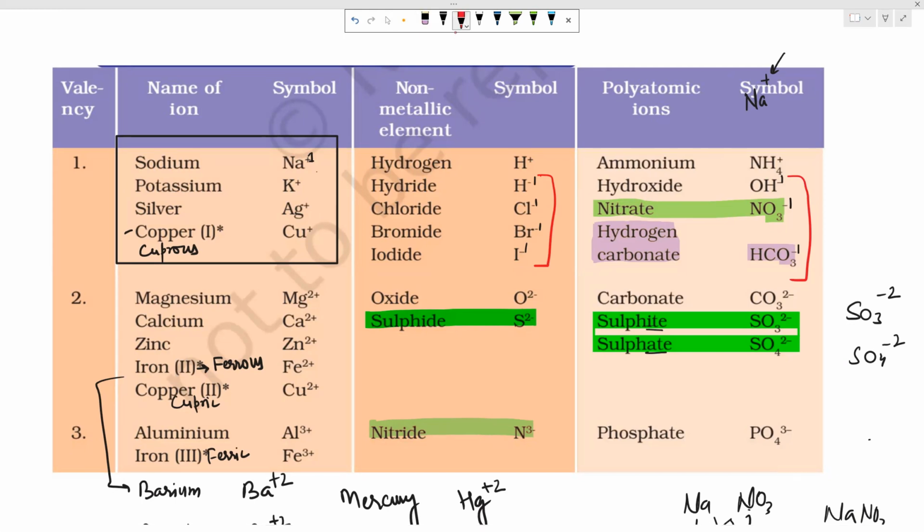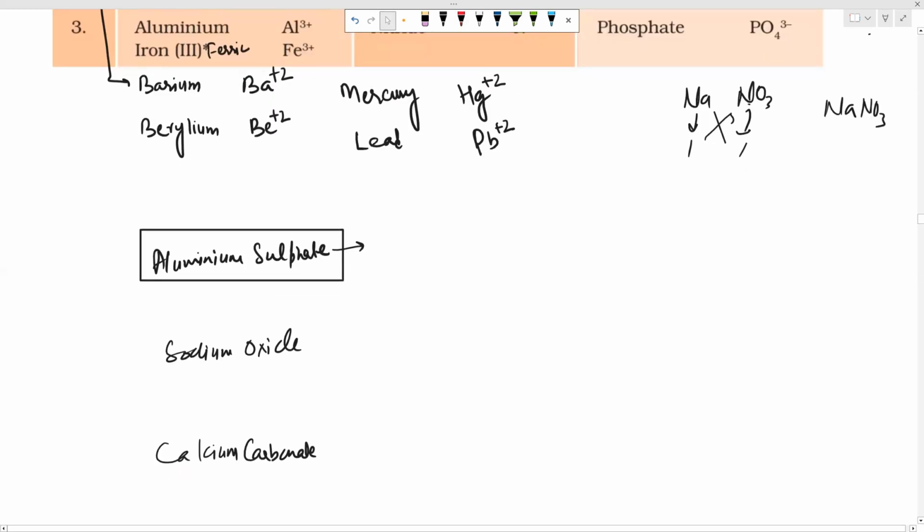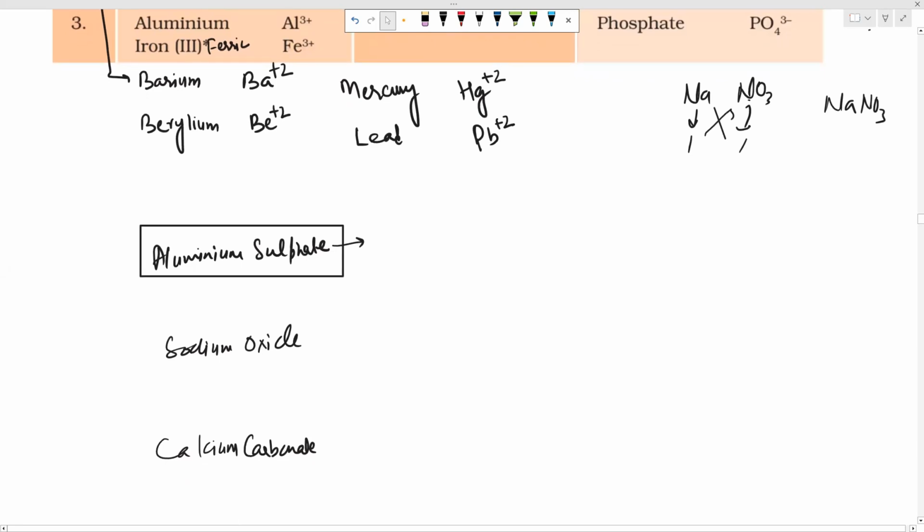Was I correct or was I wrong? You were correct. NH4OH, you told. Yes, sir. NH4NO3. Okay, what is the formula for ferric oxide? Ferric oxide. FeO2. It will be FeO3. No, it is Fe2O3.